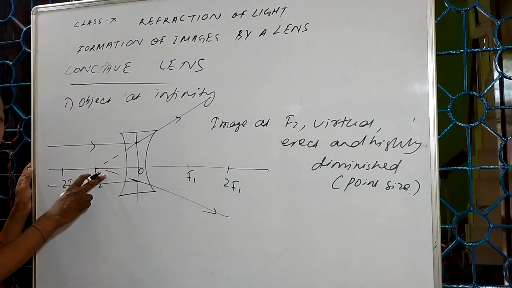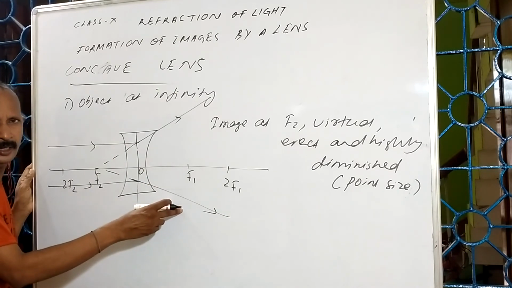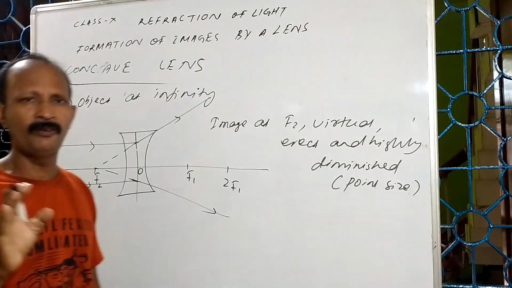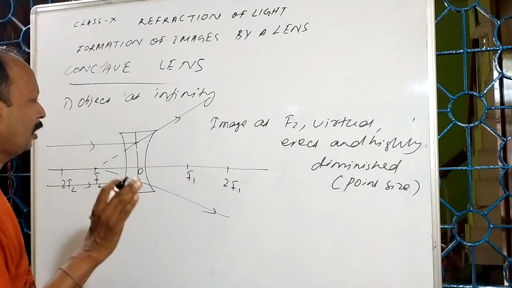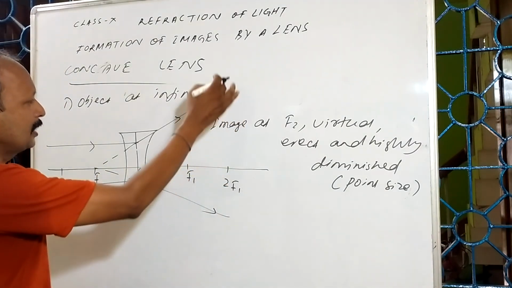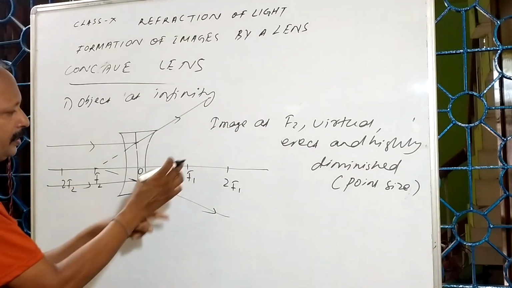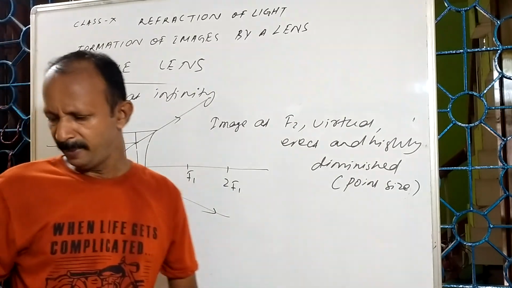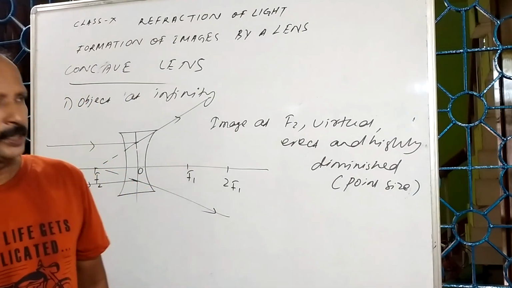Here the image is formed due to production of these two refracted rays backwards. So the image is a purely virtual image. It cannot be formed on a screen. We can only see it. We can observe it if our eyes are on this side. If we place our eyes between these two refracted rays, then we can see it. So this is about the formation of image by both convex lens and concave lens.